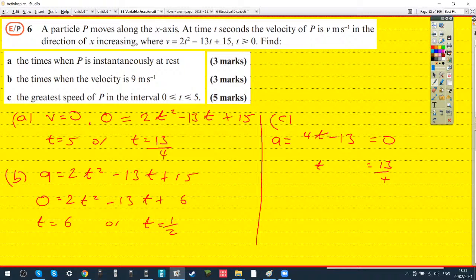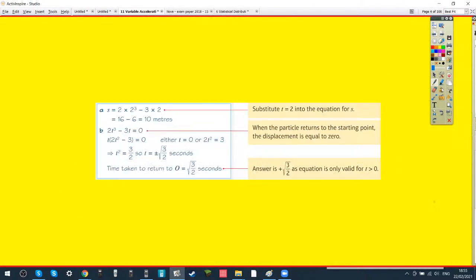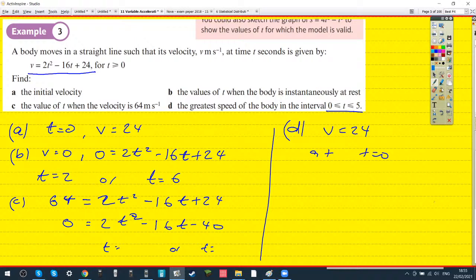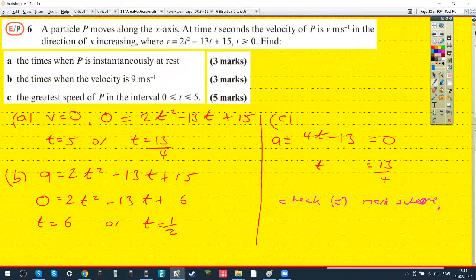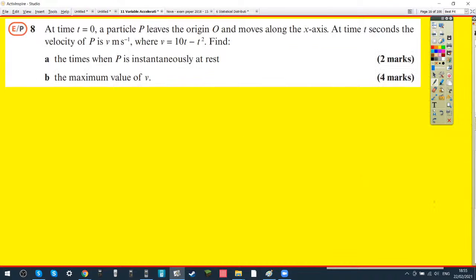Let me check the mark scheme. I'm checking these mark schemes. So, was I meant to differentiate here? No. Okay. No. I don't know, but let me just go back. The greatest speed is D. D, they sketched a graph. Range is that. Sketched a graph. Alright. That's alright.